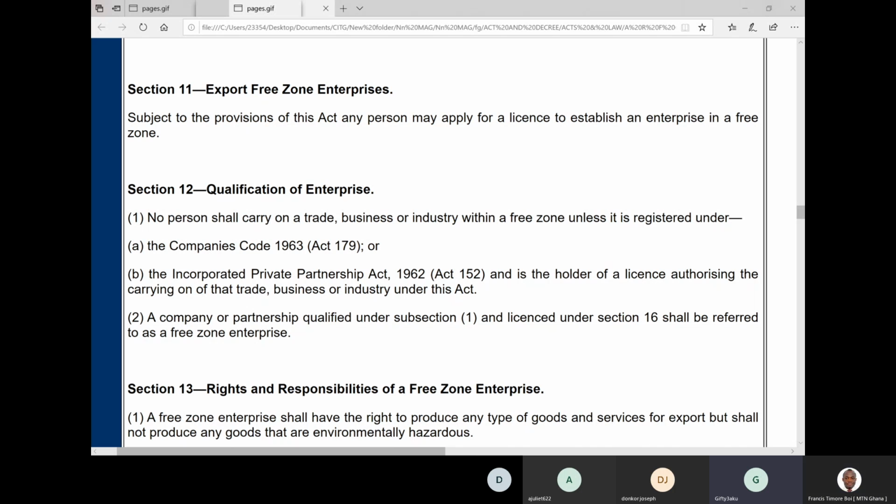Anita. Francis, isn't it for accountability issues? So sole proprietors are not accountable. 12 A and B didn't talk about sole proprietors. It talks about companies and partnerships, but I'm wondering why we have taken them out. It seems that we don't encourage entrepreneurship. So if you are a sole proprietor, you can't really go into the free zone.